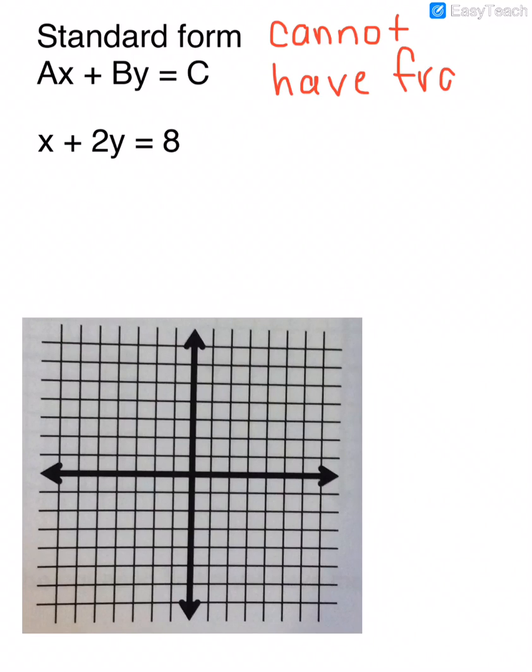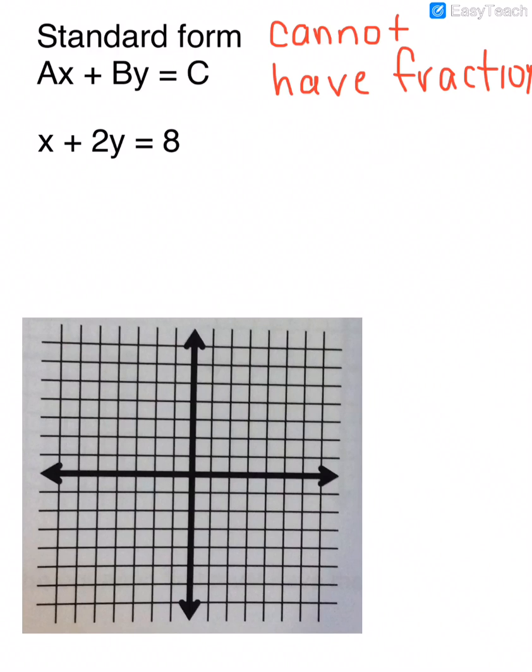If you're told to write an equation in standard form, to rearrange it and get it in standard form, then you will need to get rid of any fractions that are in the equation. Okay, so this equation, x plus 2y equals 8, is not in slope-intercept form, so let's get it into slope-intercept form so that we can graph it.